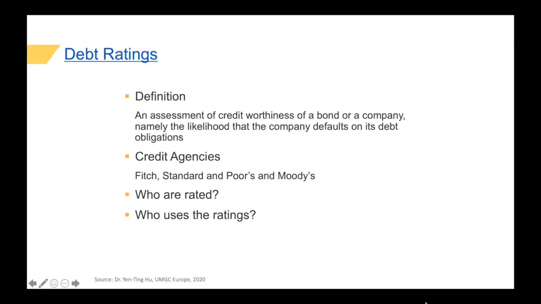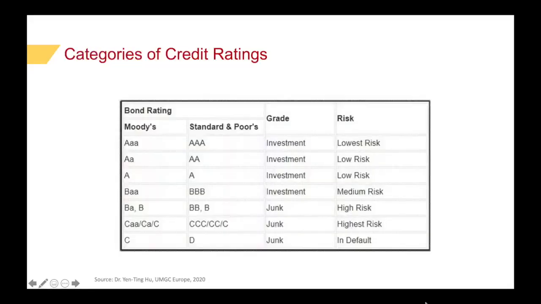Debt ratings are assessments of creditworthiness of a bond or a company, namely the likelihood that the company defaults on its debt or obligations. Some of the popular agencies for these credit ratings are Standard & Poor's and Moody's. Here we see the various categories of credit ratings. For Moody's, it goes from AAA down to C, and for Standard & Poor's, it goes from AAA down to D.